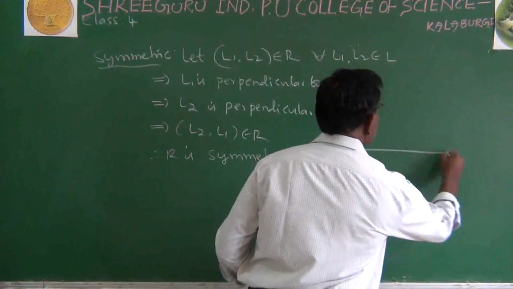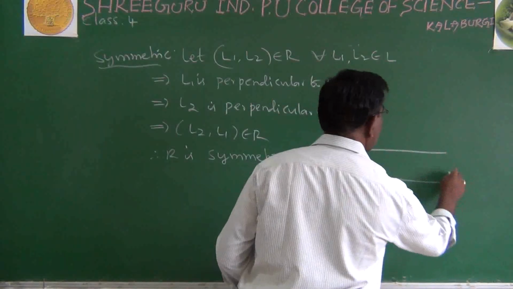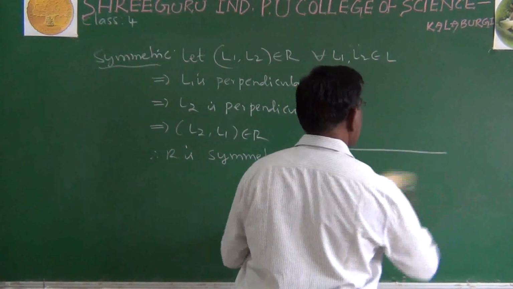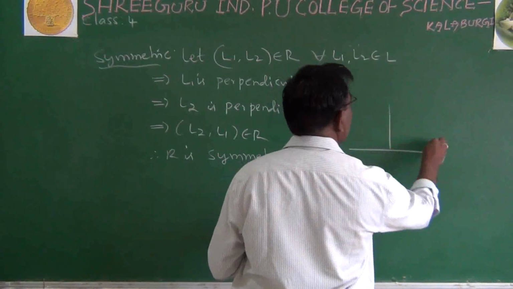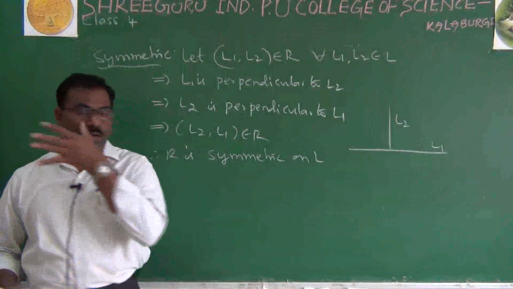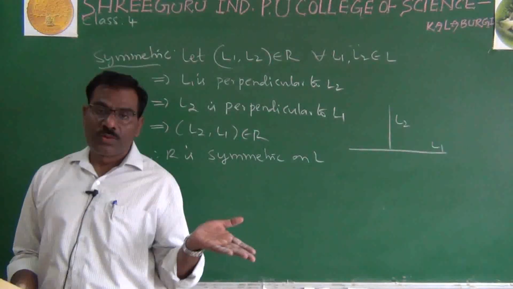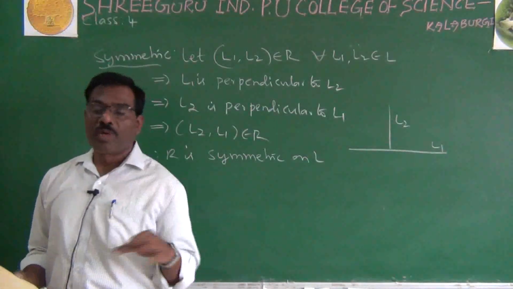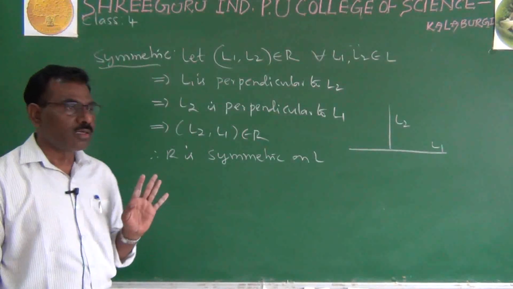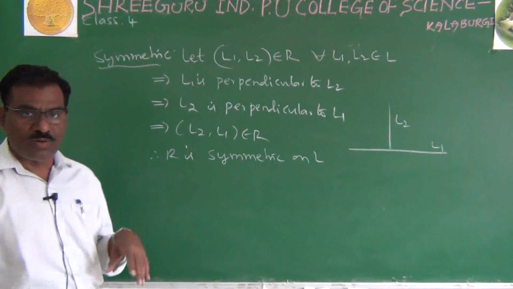So this is the line L1. This is the straight line. This is L1. This is L2. You see, L1 is perpendicular to L2. Even L2 is also perpendicular to L1. So perpendicular is always symmetric only.